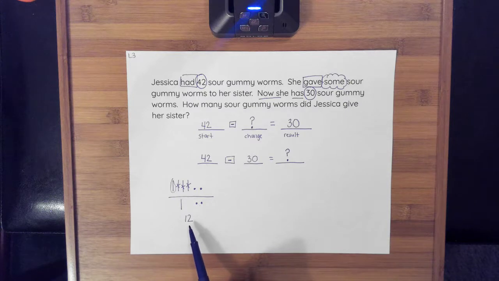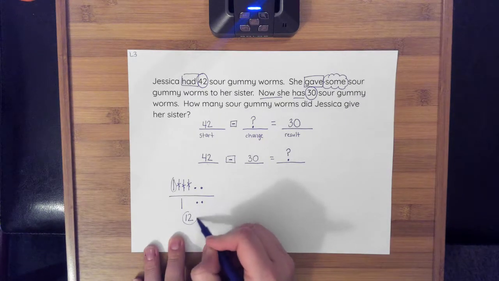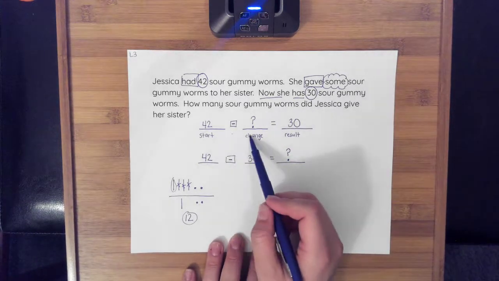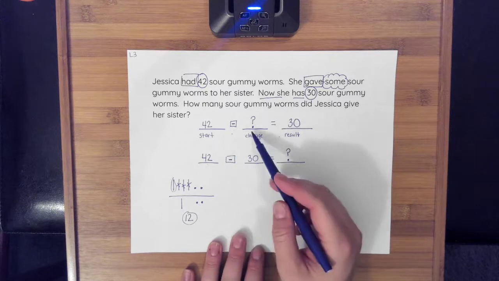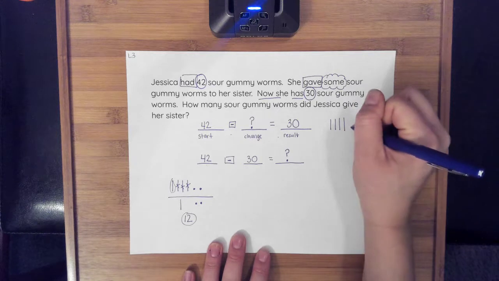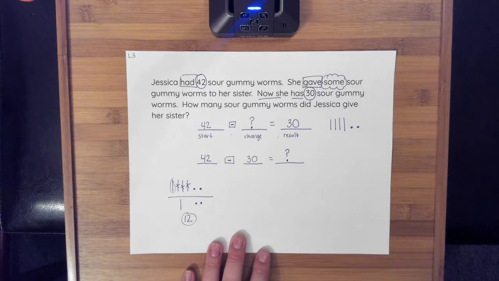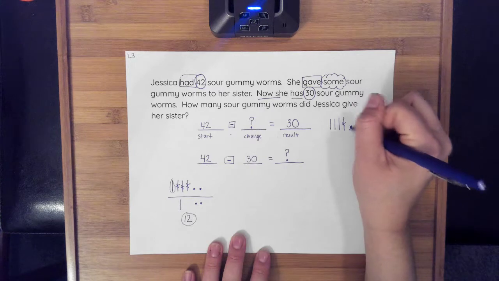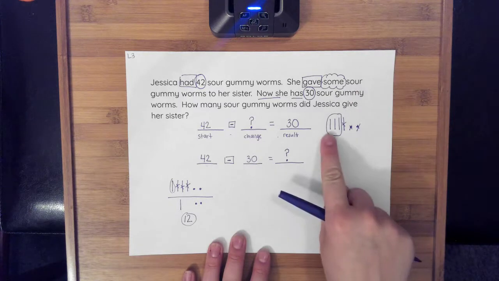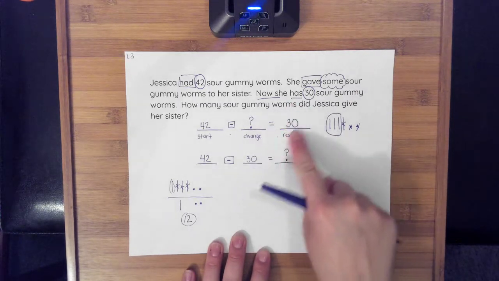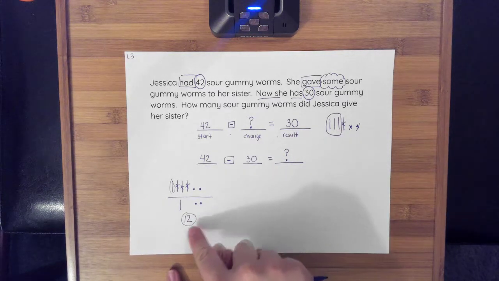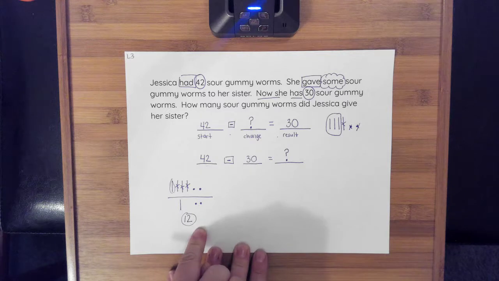If I want to check this, I can take this 12 and I can put it back in my original problem and see if 42 minus 12 equals 30. So I'm going to check that. I'm going to check and see if I have 42, 1, 2, 3, 4 tens and 2 ones, and I take away 12. So 10, 11, 12. What am I left with? I see that I am left with 30, and that was my original result that I wanted to have. So by checking my answer, I see that I am correct and that she gave her sister 12 gummy worms.